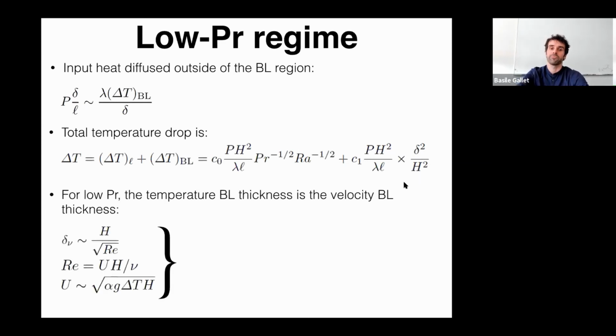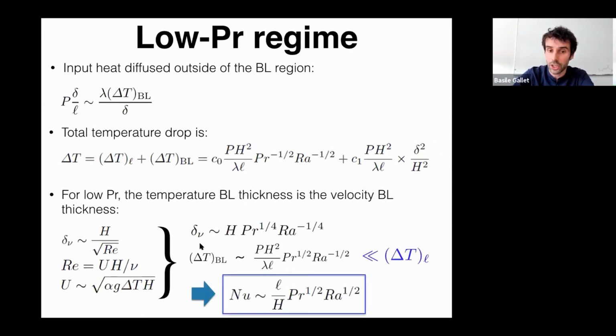Okay, so let's consider first low Prandtl number fluids. In the low Prandtl number fluids, the thickness of the temperature boundary layer is also the thickness of the velocity boundary layer, because away from the velocity boundary layer, you have turbulent motion that is going to mix the temperature field effectively. This boundary layer is H divided by the square root of the Reynolds number. And the Reynolds number, you can still estimate using that free fall velocity that we have.